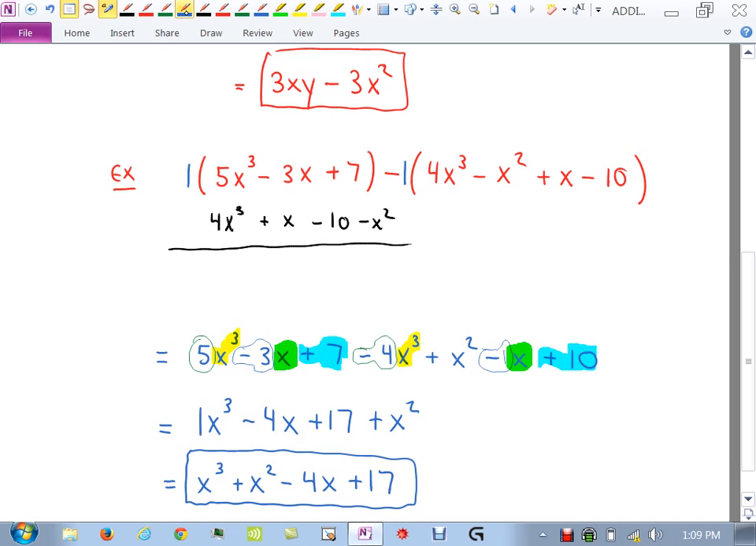If you're going to subtract that way, when you subtract, everything changes. All the signs change. Okay? Because what you're doing is you're subtracting the whole thing. So I take the 5x cubed, I subtract this one, that gives me the x cubed. -3x, I subtract a positive x, becomes -4x. 7, I subtract a -10, becomes plus 10. So you can do that as long as, again, you still have to change the signs. All right. Moving along.